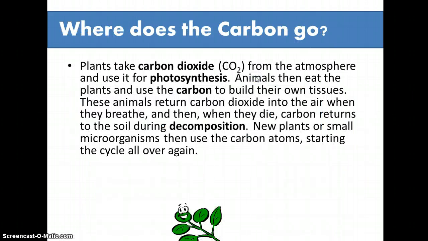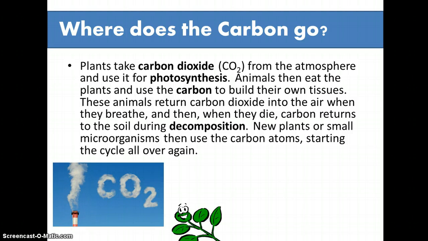So where does the carbon go? Now here is where we begin into the carbon cycle. If it's cycling around and around, the first thing that we have to keep in mind is that we have plants which use carbon when they are doing photosynthesis. So carbon dioxide is in the air, which we know. We happen to breathe it out, and then plants will use carbon dioxide during photosynthesis. So now carbon is going to be in the plant's tissues.